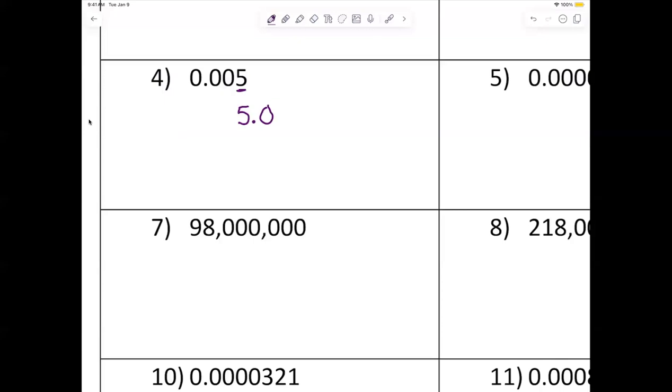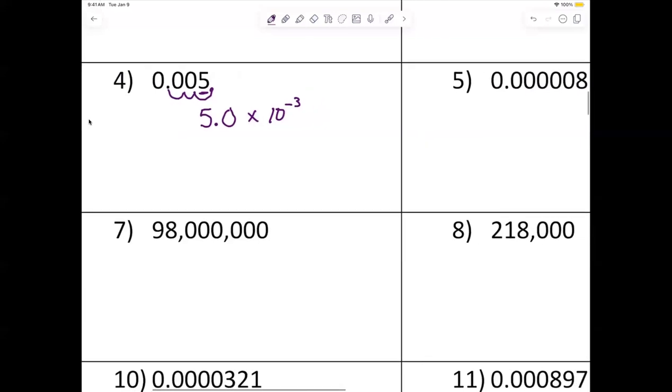Now, 5.0 times 10. How many places did I move it? 1, 2, 3 decimal places. So it's going to be to what power? Who is listening? Thank you very much for listening. It's -3. All of the decimals are small, so they require negatives. The big numbers are big, so they require positives. We just don't put positive down.